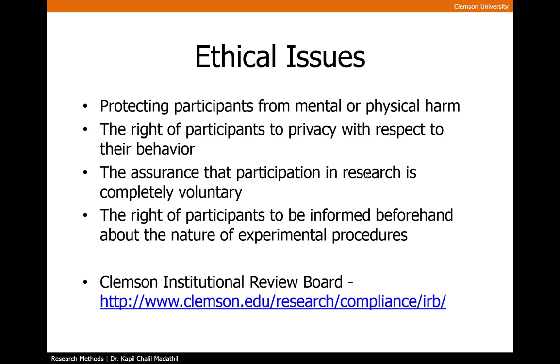There are a few guidelines that advocate a few principles when you're conducting studies involving human subjects. We need to make sure that we have protection of participants from mental or physical harm. The participants have the right to privacy and we need to respect their behavior. We need to make sure that participation in the research is completely voluntary and that the participants clearly know that. And the right of the participants to be informed beforehand about the nature of the experimental procedures needs to be kept in mind.